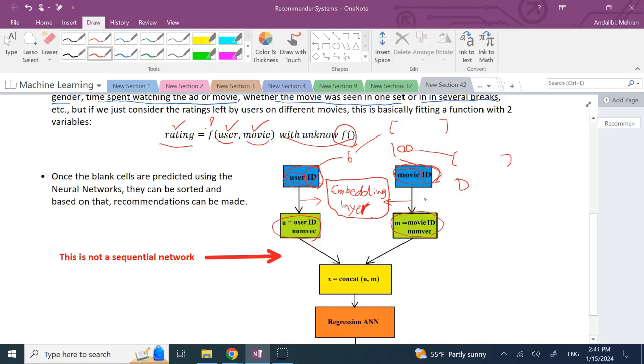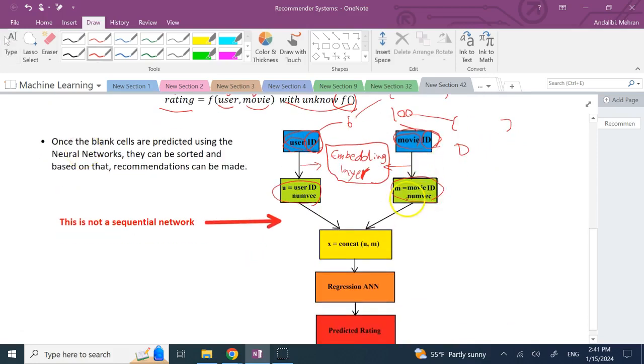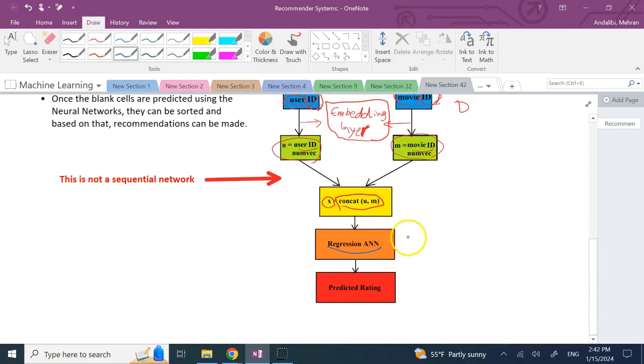Now, what's the problem? I have one branch on the right, I have one branch on the left. And now I have to bring these two vectors for movie ID and for user ID after embedding, and concatenate them. Then the concatenation of these two inputs is going to be used to approximate the output X, which is the rating. Okay? And in order to do approximation, all we need is a regression, simple artificial neural networks, which we have done in the past, and then we do a prediction of the rating.